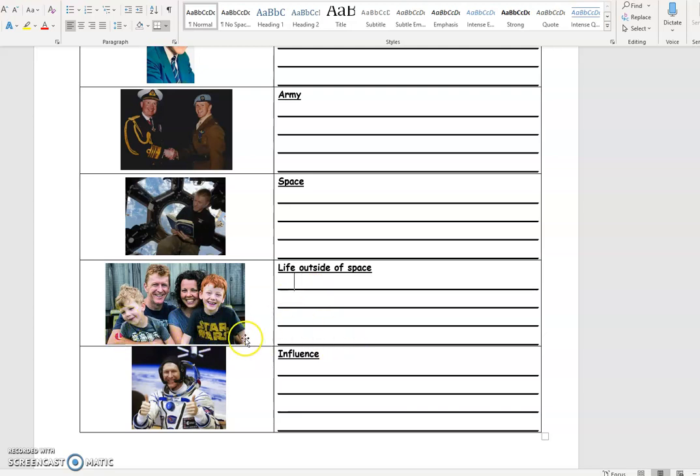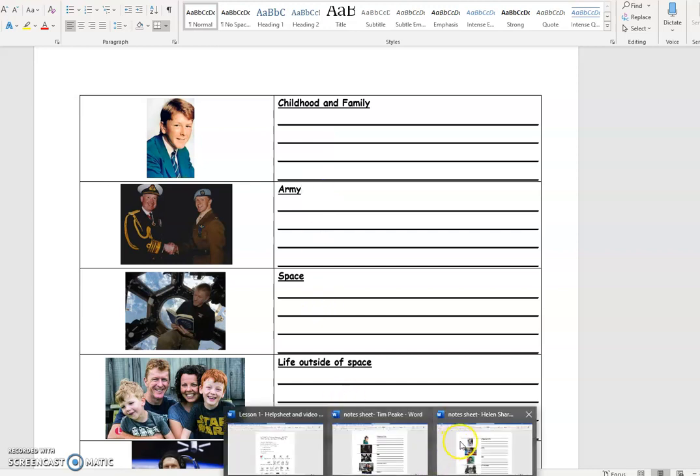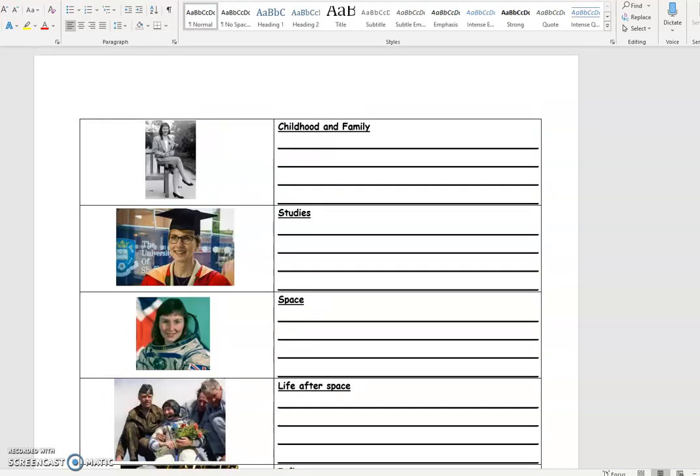They've obviously got a great choice in films. And how influential he is, which we've looked at already twice, really, haven't we? So it's your job to find as many facts as you can for each of these. And the same goes for if you're doing Helen Sharman.